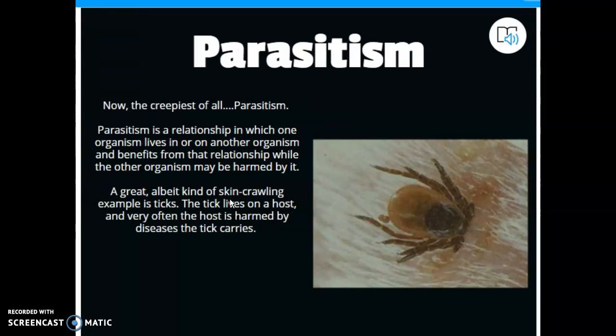Then there's the gross one that Hunter loves. He won't even look at the picture. He's like, no, I'm not staring at that. That's nasty. Parasitism. That is when you have one organism living in or on another animal, but it causes that organism harm. So the tick gets your blood, good for the tick. It gives you Lyme disease, not so good for you, right? Not so good for you. So parasitism. So we had those 3.